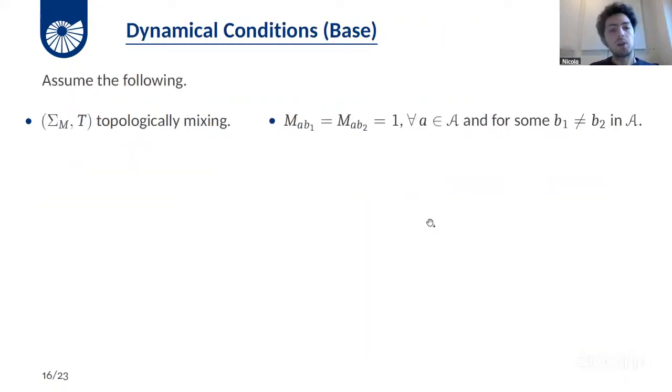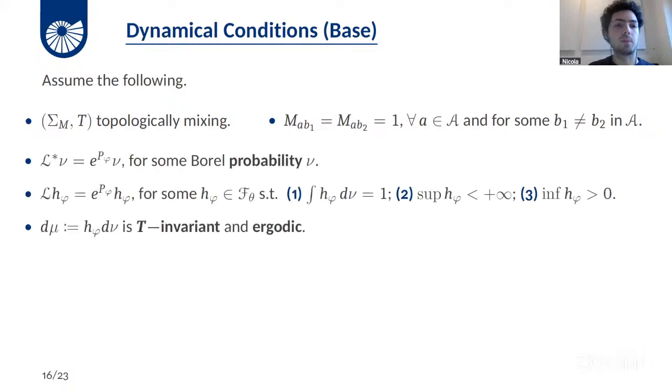Okay, at this point, we have all the underlying symbolic setting that we wanted. Let us see what the dynamical conditions on the base are that we require in order for the method by Dolgopyat to be applied. Well, first we ask for topological mixing. And then a technical request, that is the transition matrix must have for each row at least 2 non-zero elements. Now, this does not affect generality that much, but the main set of conditions is the following.